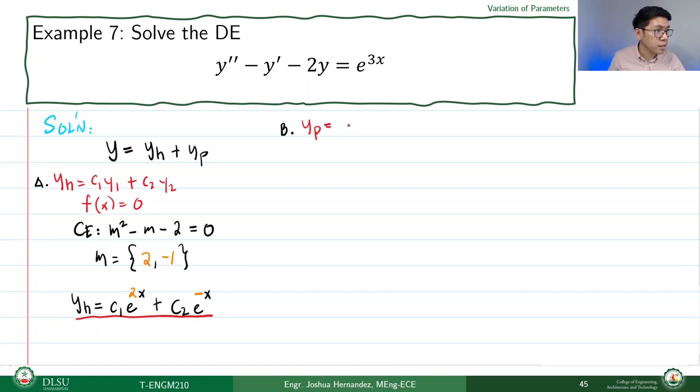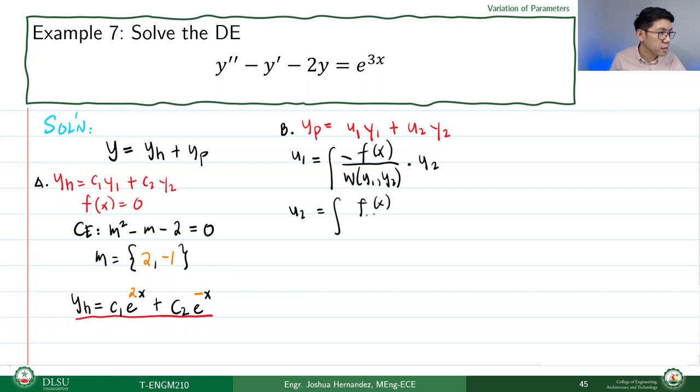The particular solution, which by variation of parameters is equivalent to u sub 1 y sub 1 plus u sub 2 y sub 2. So, how do you solve this? Since we have already derived our equations for u sub 1 and u sub 2, u sub 1 equals the integral of negative f of x all over the Wronskian of y1 and y2, multiplied by y sub 2. And then we have u sub 2 to be the integral of f of x all over the Wronskian of y sub 1 and y sub 2, multiplied by y sub 1. Of course, dx.